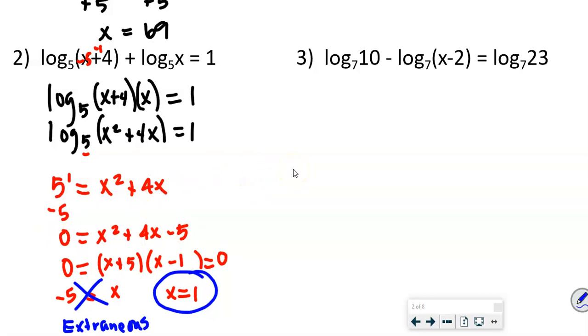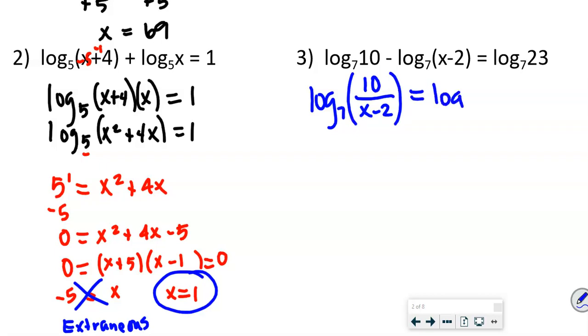All right, so now the next one is going to be log base 7 of 10, and that's going to go on top because it's positive. We're going to put our x minus 2 on the bottom because it's negative, and that's going to be equal to our log base 7 of 23. Okay, so now because there's a log base 7 on the left and the right, we can actually eliminate it. So we're going to mark through it on both sides, and we're just going to do 10 over x minus 2, and that's equal to 23.